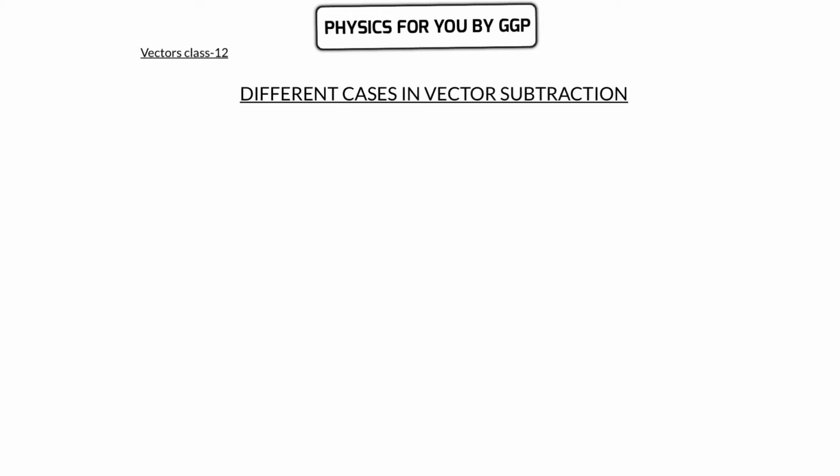Welcome all to Vectors Class 12, and this will discuss different cases in vector subtraction. So if we are subtracting two vectors of magnitude A vector and B vector, we know the equation for the resultant vector is equal to under root of A square plus B square minus 2AB cos theta. Now I'll discuss what will happen to this magnitude if we change the angle.